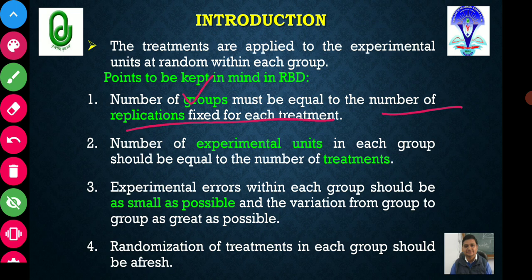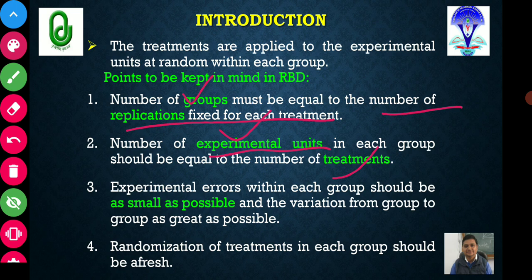The number of experimental units in each group, which we have also seen, should be equal to the number of treatments. You have 5 treatments, so the number of experimental units in a particular group should be 5. Experimental material should be 5. That means in each breed you should have at least 5 animals. Why? Because you have 5 treatments and you want to test them. So in each breed you should have at least 5 animals, so that you can apply the treatments randomly to each group or each breed.